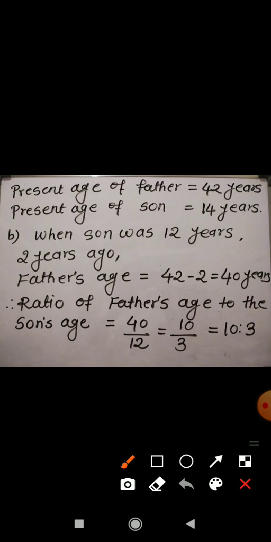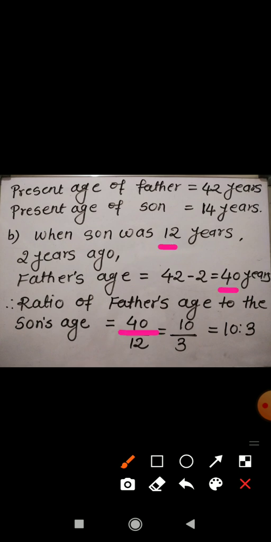Then in the second part, we are asked to find out the ratio of age of the father to the age of son when son was 12 years old. See, when son was 12 years old, we need to go 2 years back, right? Because present age of son is 14. And when he was 12, the father's age will be 42 minus 2, that is 40 years. Hence the ratio of the father's age to the son's age when son was 12 years old will be 40 by 12.